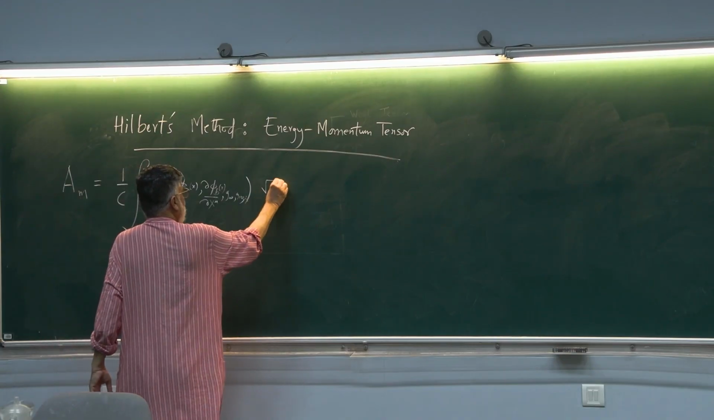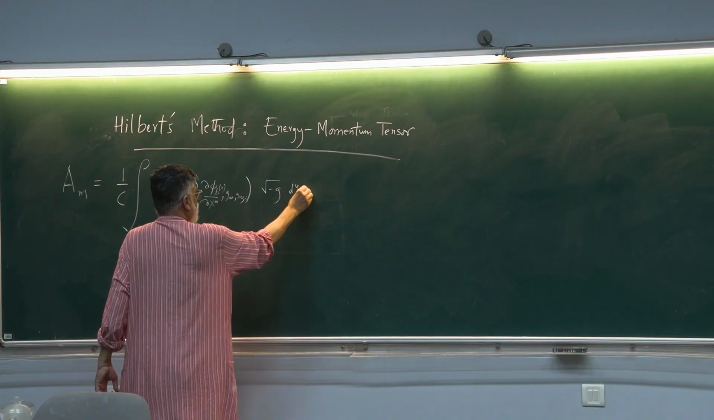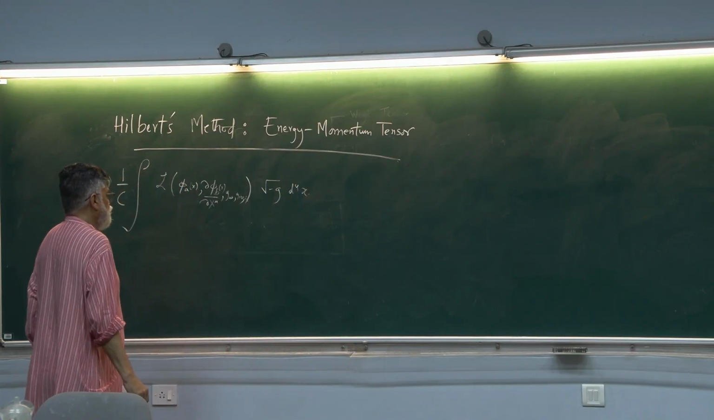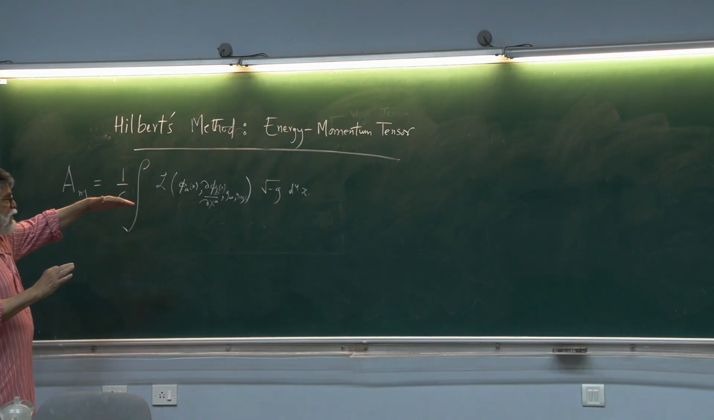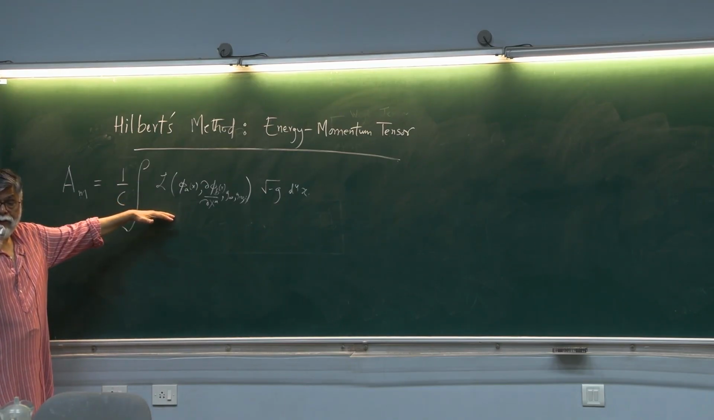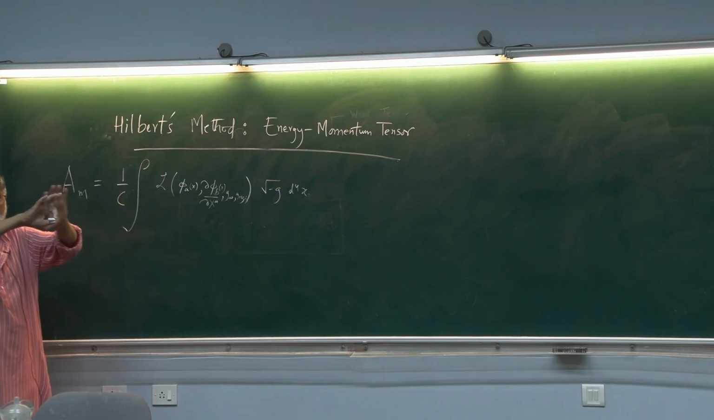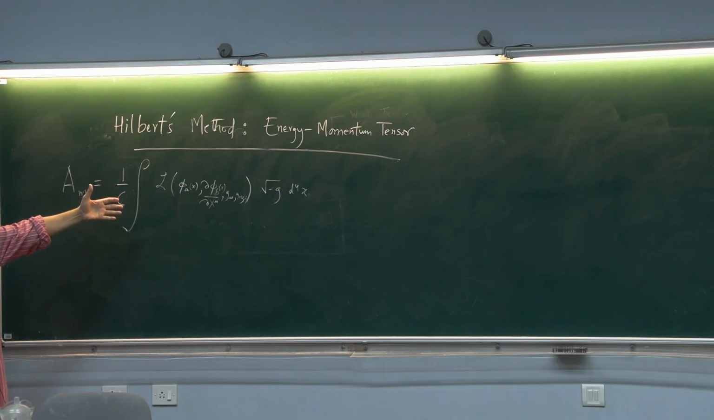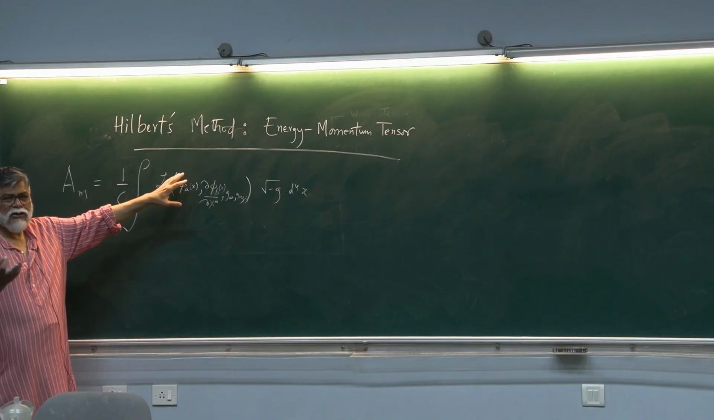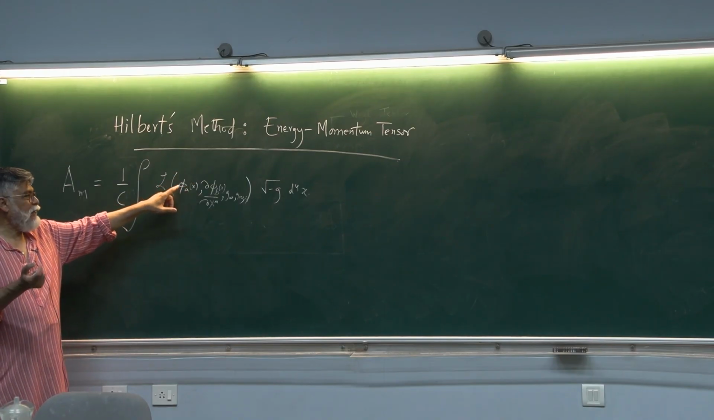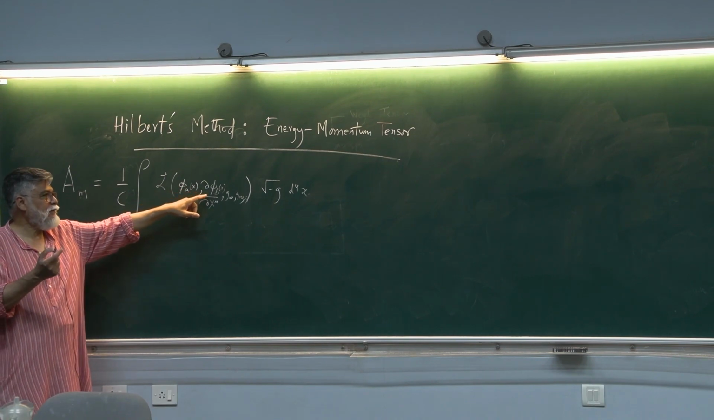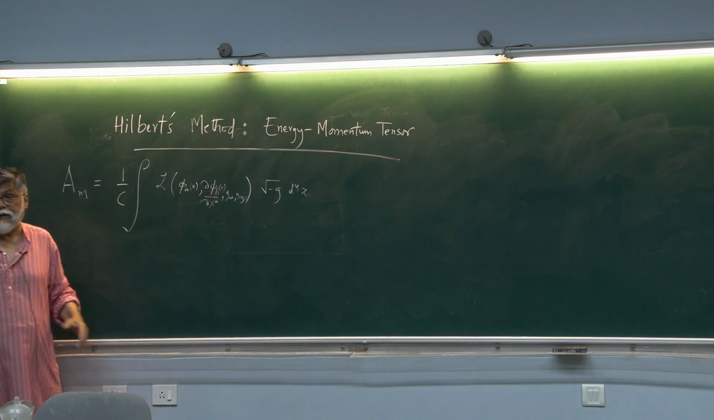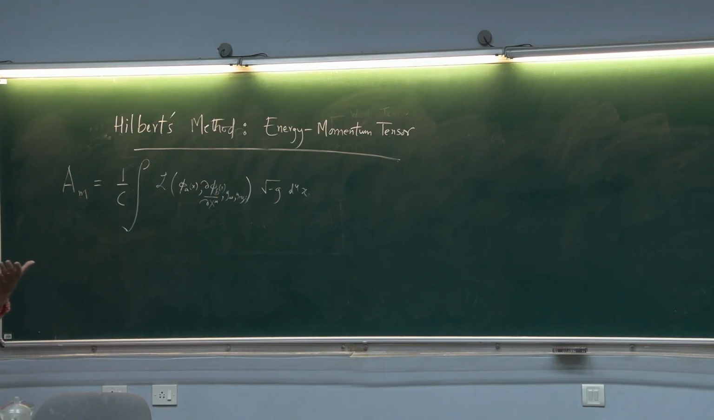And there is root minus g d4x. I will tell you why we have to have root minus g d4x. First, let's look at this expression. L is our Lagrangian density in an arbitrary coordinate system, and L for the matter field will be a function of the matter degrees of freedom phi a and their derivatives, and of course the metric tensor and its derivatives, because your Lagrangian density must be a scalar quantity. For a scalar quantity you had better have covariant derivatives of the matter fields.